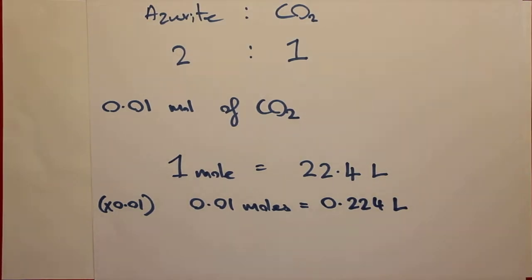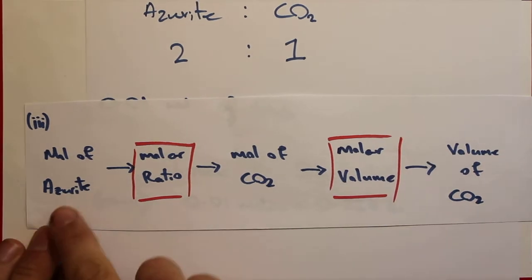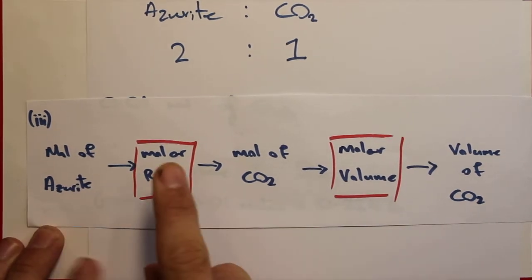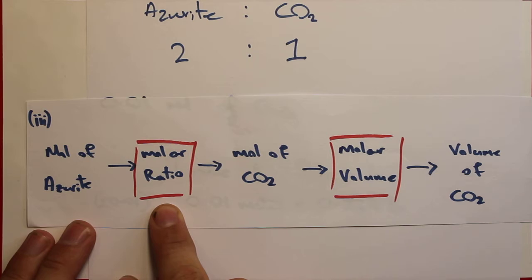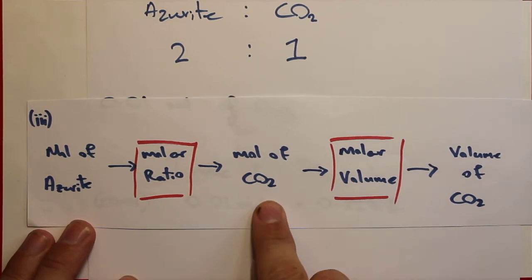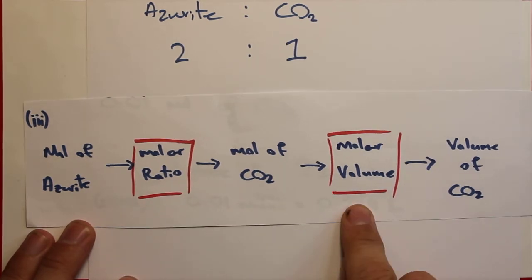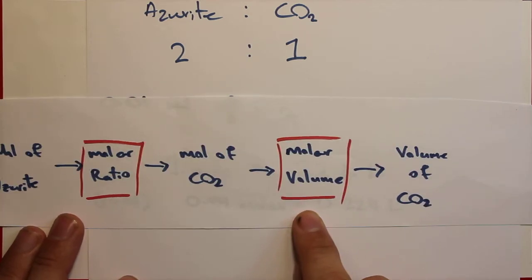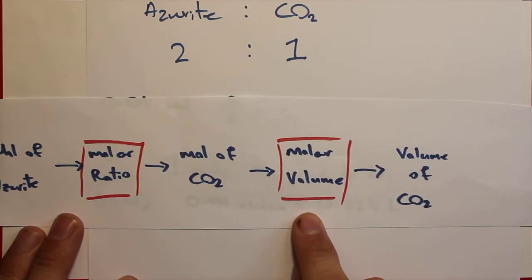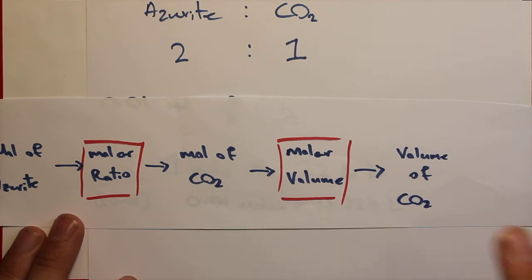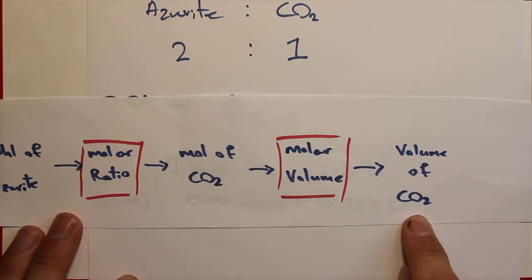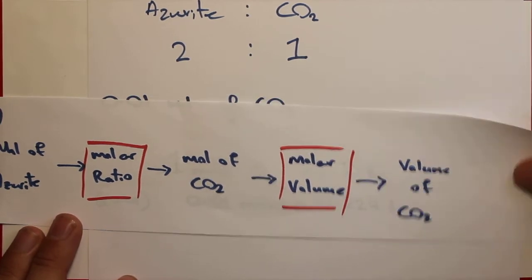So let's just check what we did there. We had the number of moles of azurite. We used our molar ratio from our balanced chemical equation to find the number of moles of carbon dioxide. We used our molar volume from the formula and tables booklet, that 1 mole of any gas is equal to 22.4 litres. And we found the volume of carbon dioxide that was released.